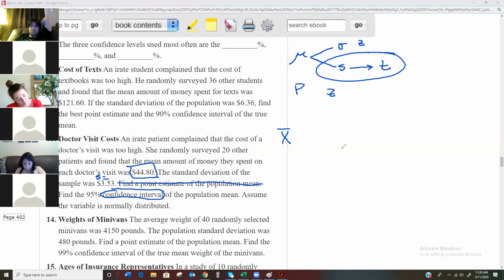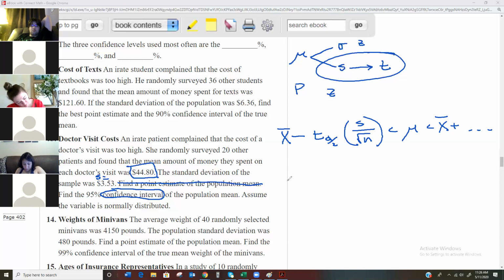So that's X bar. It's on the sheet, but I won't pull it up right yet. So it's X bar minus T sub alpha over 2 times S over square root of N, less than the mean, less than X bar plus the same thing. So go ahead and fill everything you can in before we go.